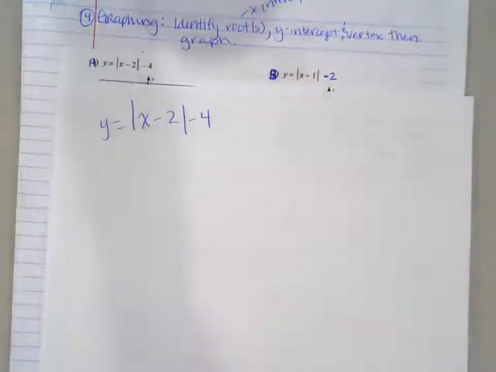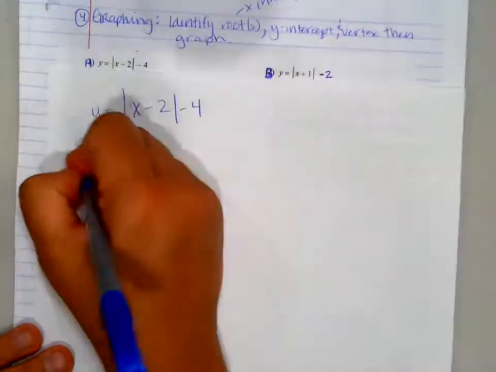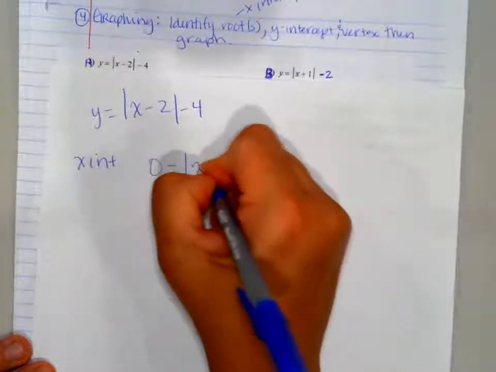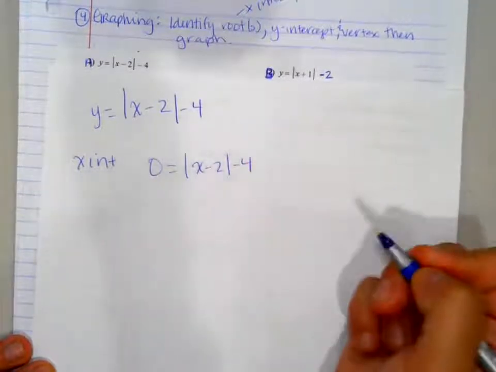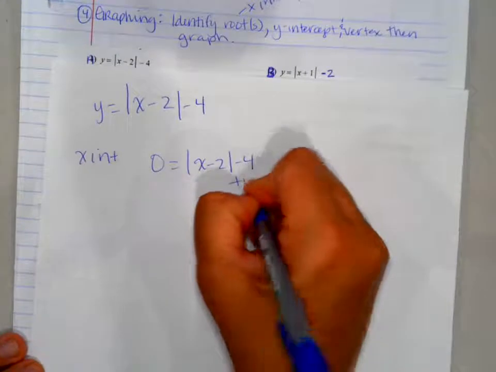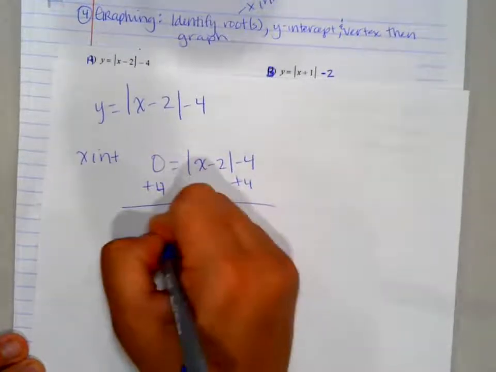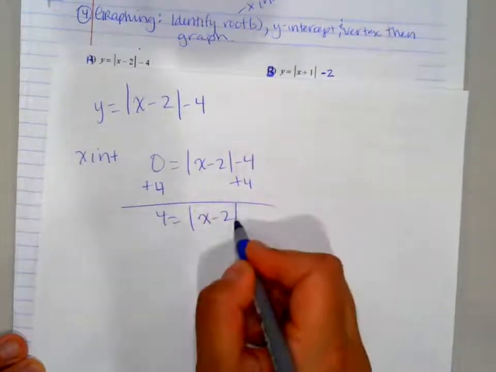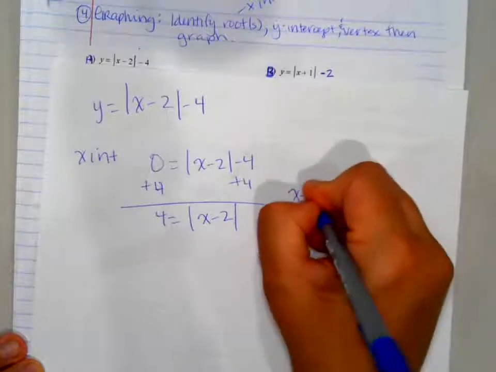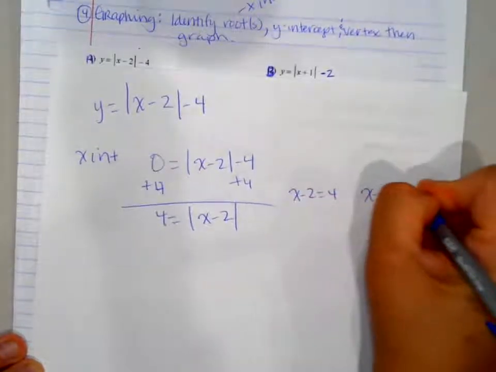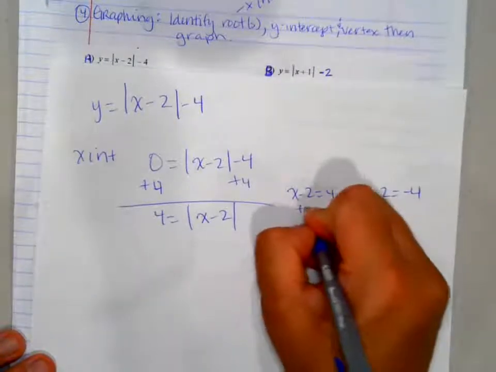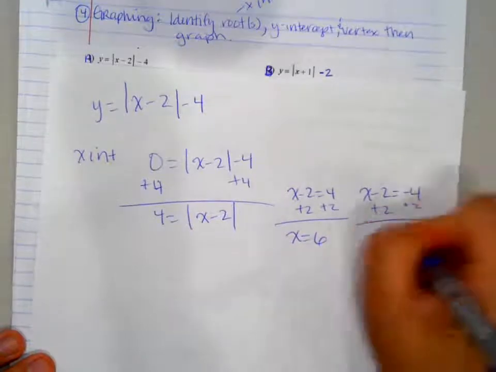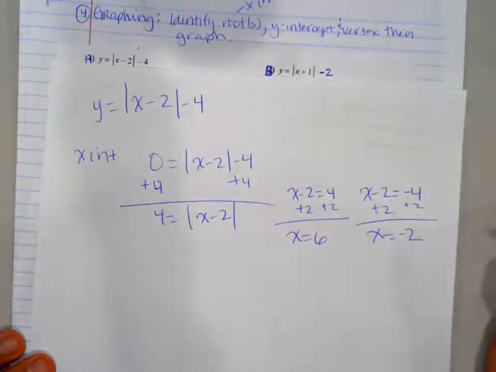Okay, so let's find the x-intercepts first. All right, to find the x-intercepts, you make y equal 0. So 0 is equal to the absolute value of x minus 2, minus 4. Now I want to solve. Add 4 to both sides. 4 is equal to the absolute value of x minus 2. Now that it's by itself, set up your two equations. x minus 2 equals 4. x minus 2 equals negative 4. Add 2 to both sides. x equals 6. Add 2 here. x equals negative 2. Okay, you found your x-intercepts.